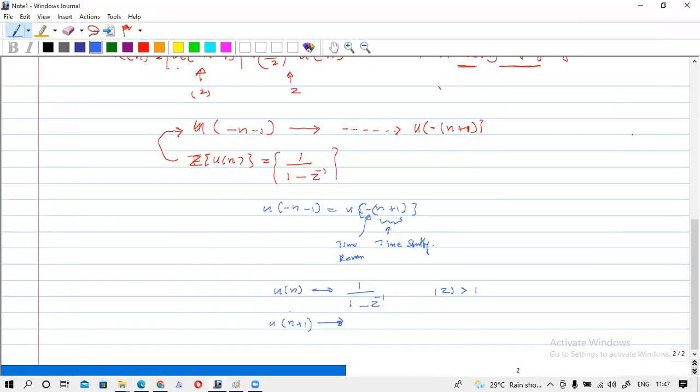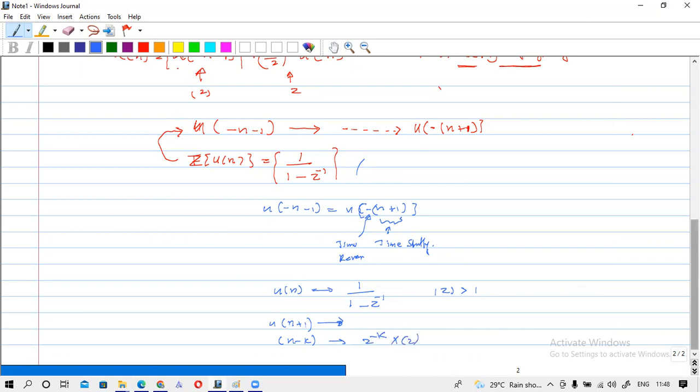So what have I done? Here you can see that it is n minus k. So here k is given. So for x[n-k] you have z^(-k) X(z).